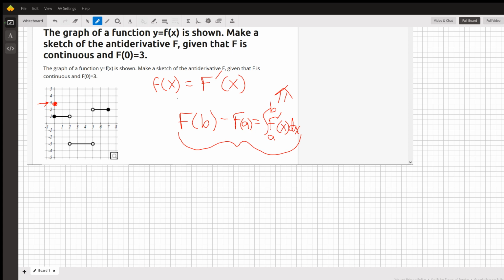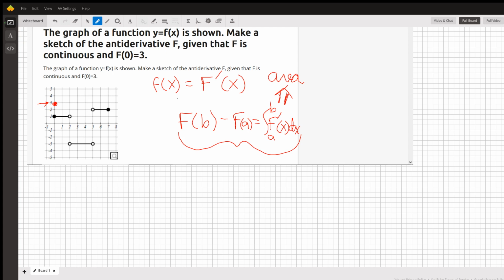Okay. So let's see if we can figure this thing out. And that also means something else. It means that the change at the end of each range is going to be the area under or over the x-axis. If it's above the x-axis, the change is positive. If it's below the x-axis, the change is negative. So let's look at our first change.